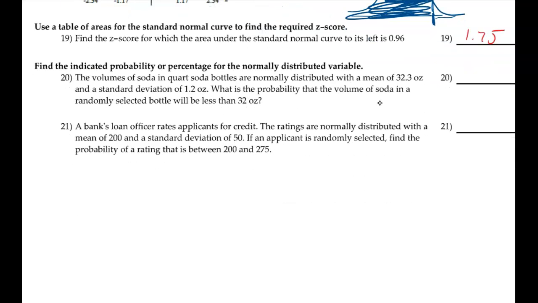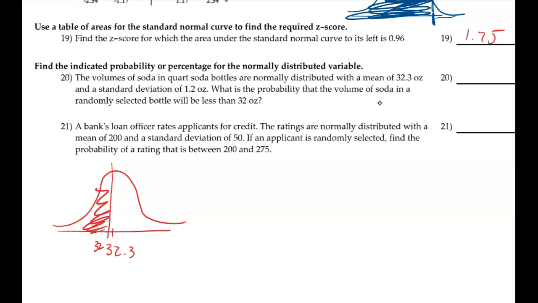Okay. The volume of soda in quart soda bottles is normally distributed with a mean of 32.3 and a standard deviation of 1.2. What is the probability that the volume of soda in a randomly selected bottle will be less than 32? You can draw it. All right, it has a mean of 32.3, standard deviation of 1.2. They want to know the probability it is less than 32 ounces. That's actually here.